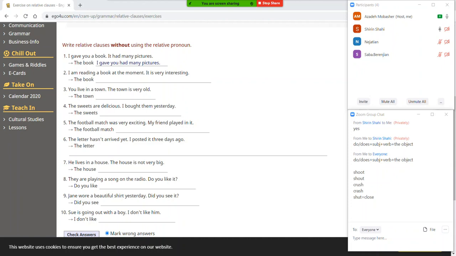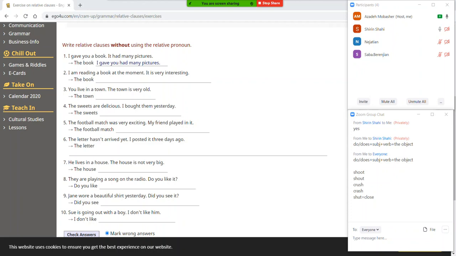The sweetest. No, not the sweetest. It's sweets. Sweets is the good. The sweets. Yes. The sweetest. No, dear, it's sweets, not sweetest. The sweets are delicious. I bought them yesterday.